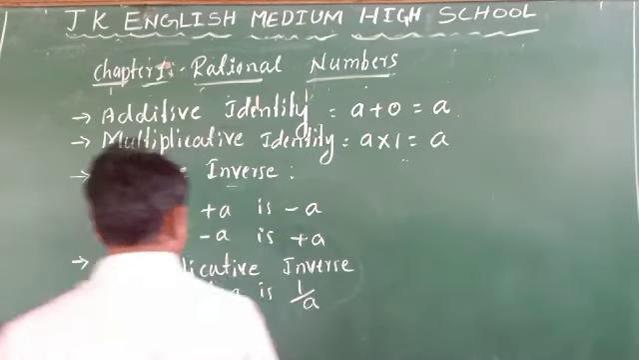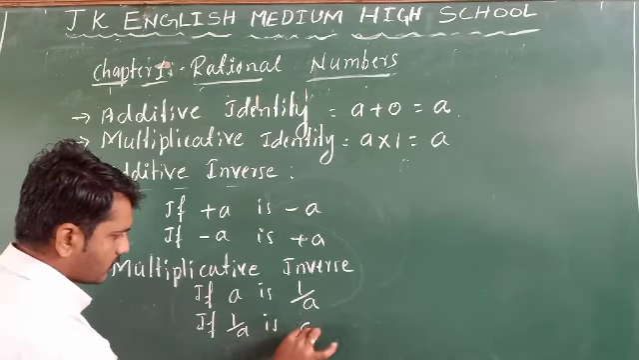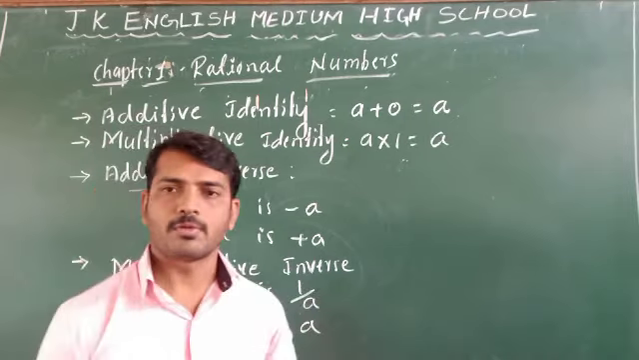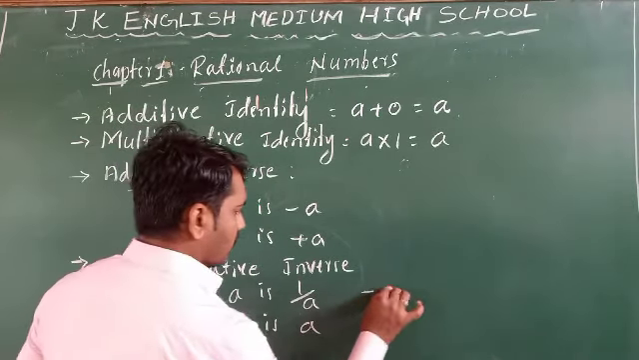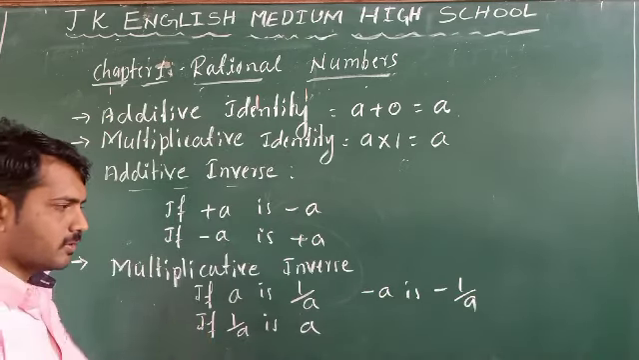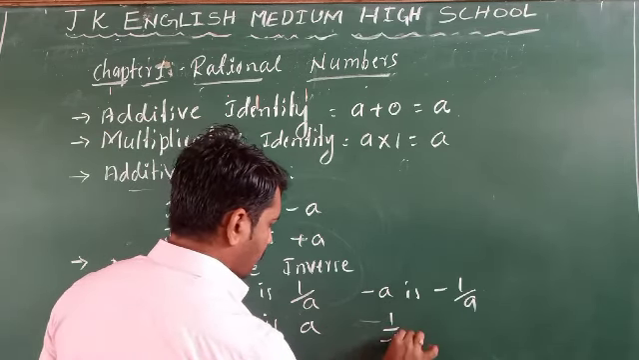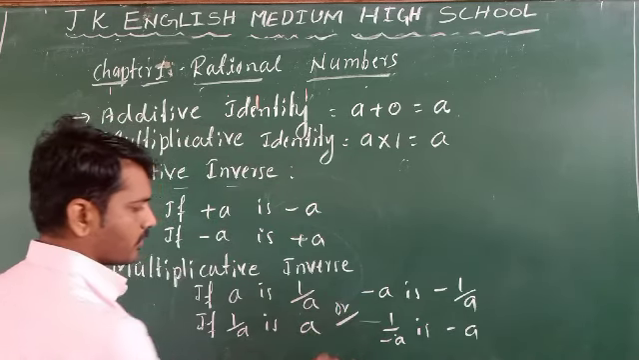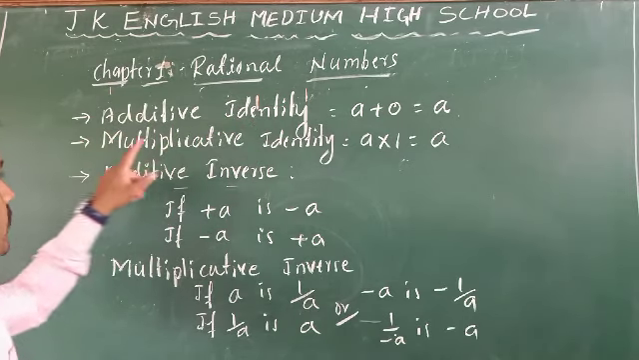Next one. The multiplicative inverse of 1 upon a is just a. This does not depend upon the sign. Sign in the sense we can take minus a. What is the multiplicative inverse of minus a? Minus 1 upon a. We can write like that. Or the multiplicative inverse of minus 1 upon a is minus a. Also we can write.